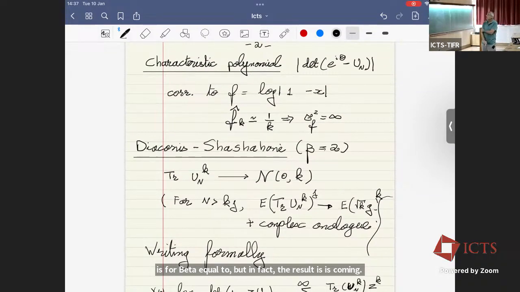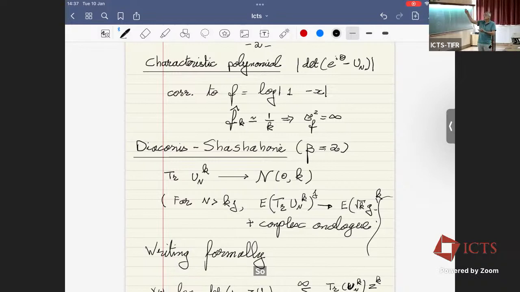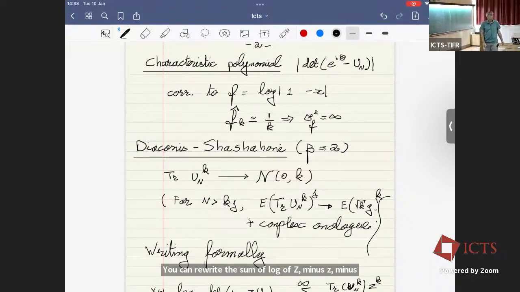Okay, now we are going to be interested in the characteristic polynomial, and more importantly, in the log of the characteristic polynomial. So, of course, the log of the characteristic polynomial, you can rewrite as sum of log of z minus eigenvalues, and therefore it corresponds to this function log of 1 minus x. The Fourier coefficients of this function are of order 1 over k. The k-th Fourier coefficient is of order 1 over k.